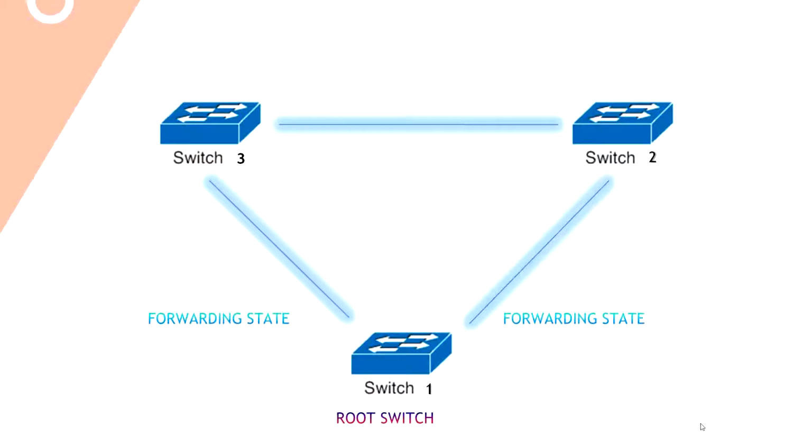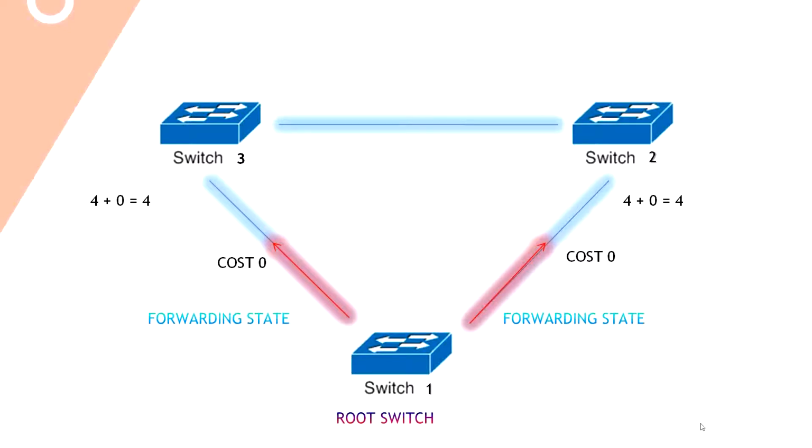The ports of switch 1 are in the forwarding state, and switch 1 sends information to switch 2 and switch 3. It sends that the cost is 0 to reach the root switch, because it is the root switch and it has a cost of 0 to reach itself. So now when switch 2 and switch 3 receive this information, they calculate that the cost to reach switch 1 from switch 2 is 4, and the cost to reach the root switch from switch 1 is 0. So 4 plus 0 equals 4. And switch 3 will also do the same.